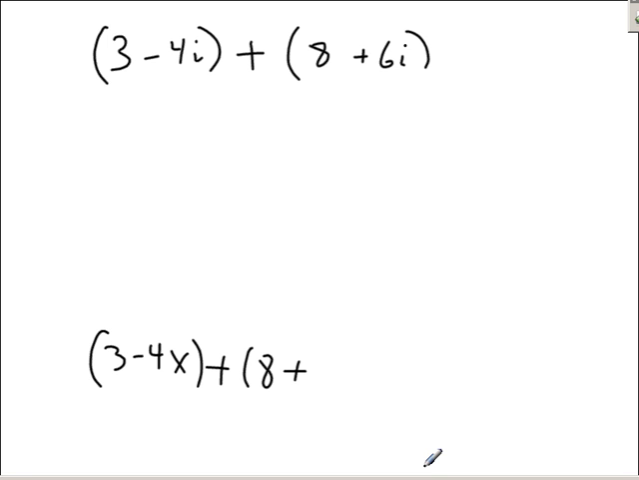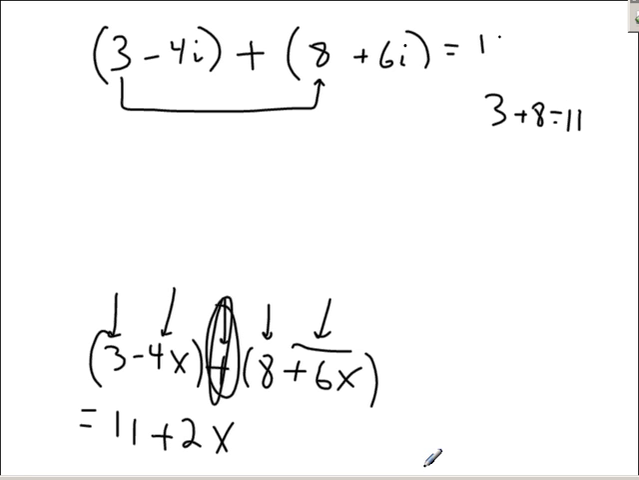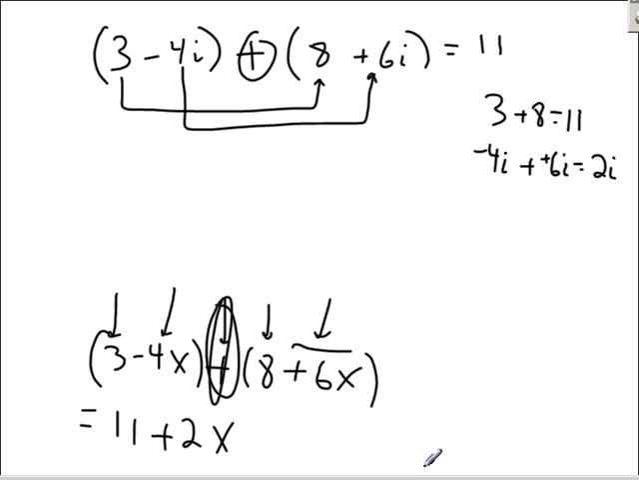plus 8 plus 6x, and you can say 3 plus 8 is 11, and if you take away 4x and you add 6 x's, you have 2 x's. But x is really i. You add those. 3 plus 8 is 11. So part of the answer is 11. You add those. Negative 4i plus positive 6i. That's 2i. So the final answer is 11 plus 2i.